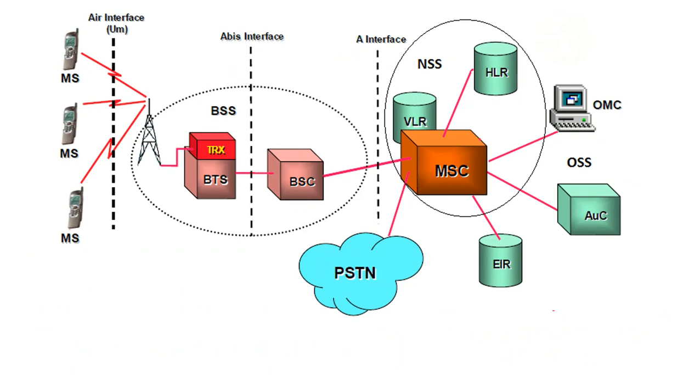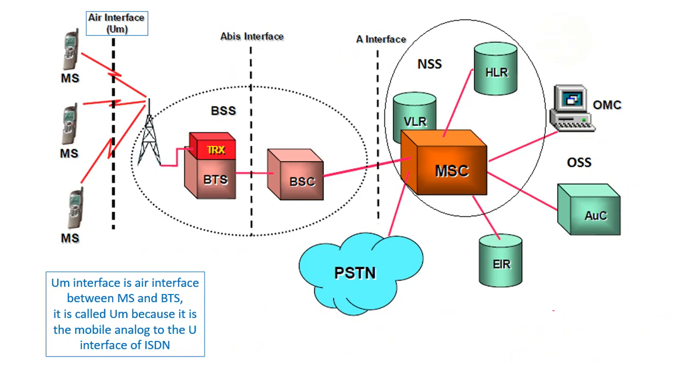Now we are going to learn the different interfaces. There are mainly three interfaces. One is air interface, second is ABS interface, and third one is the A interface. Air interface, or also called UM interface. UM interface is the air interface between mobile station and the BTS. It is called UM because it is the mobile analog to the U interface of ISDN.